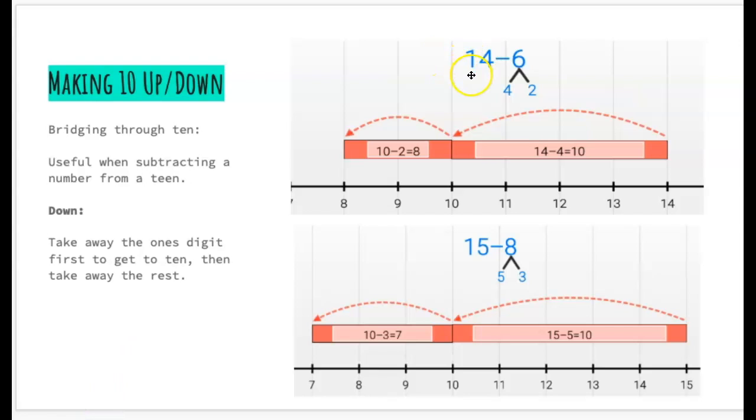In this case, we have 14 minus 6. So the first thing we can do is take away 4 to get to 10. And then we know we can take away 2 more and we'll get to 8. In this example, 15 minus 8, we can start at 15 and first take away the 5 to get to 10. And then we know we can subtract 3 more and get to 7. So by chunking or taking away in parts, it makes this problem easy to solve mentally.